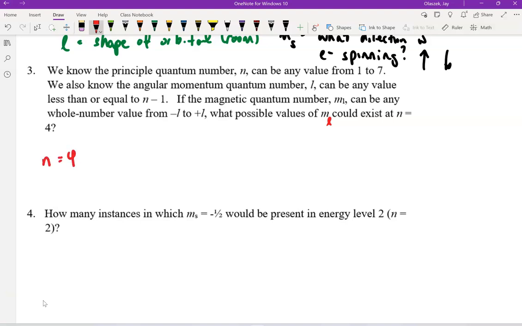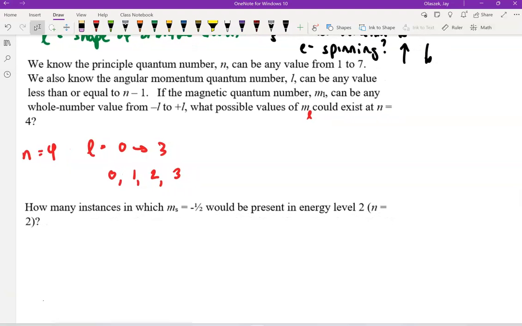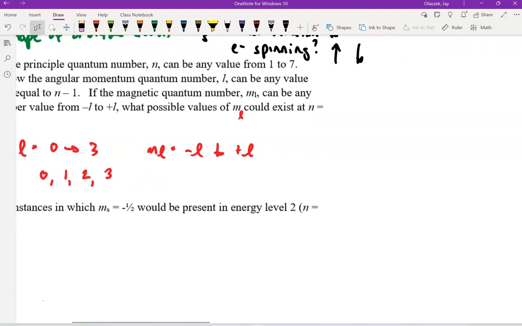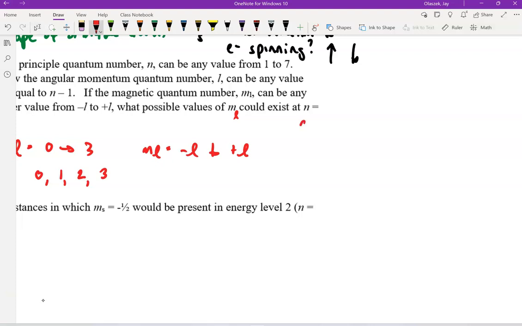So, when we're at energy level N equals 4, the possible values for L can be anywhere from 0 to N minus 1. If N is 4, N minus 1 would be 3. So our values for L could be anywhere from 0 to 3. That means we could have 0, 1, 2, or 3. Each of these is going to be our shape of orbital. It's asking what possible values of M sub L could exist. M sub L can be anywhere from negative L, that needs to look like an L, not a 1, to positive L. Remember that for energy level N equals 4, we have 4 values of L: 0, 1, 2, and 3.